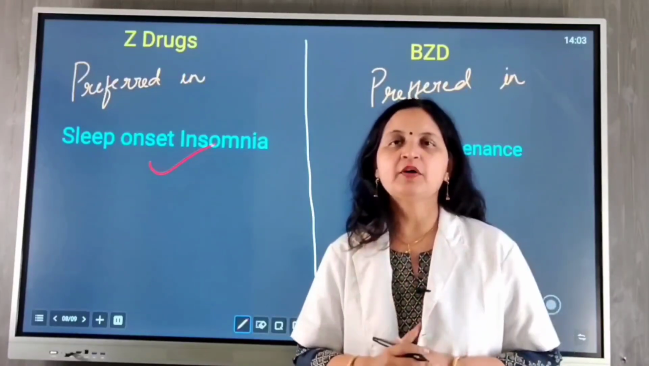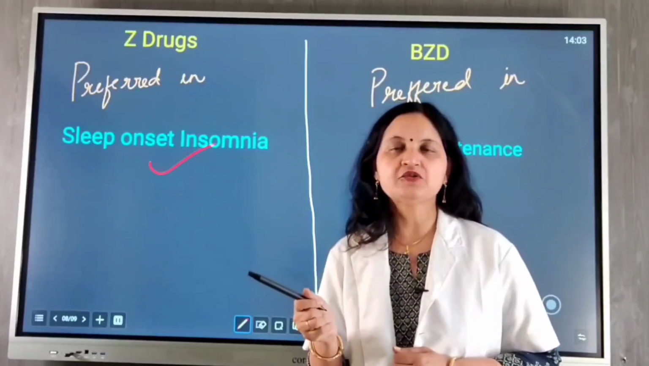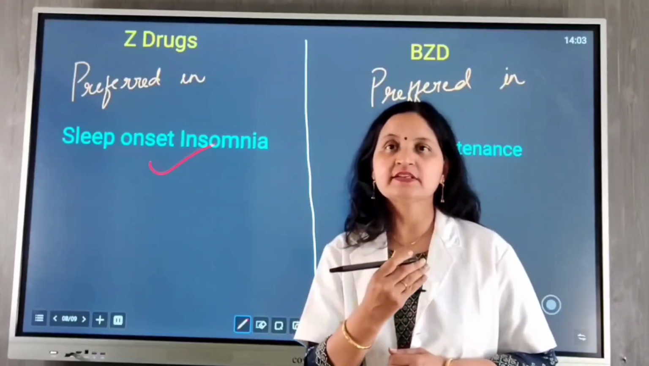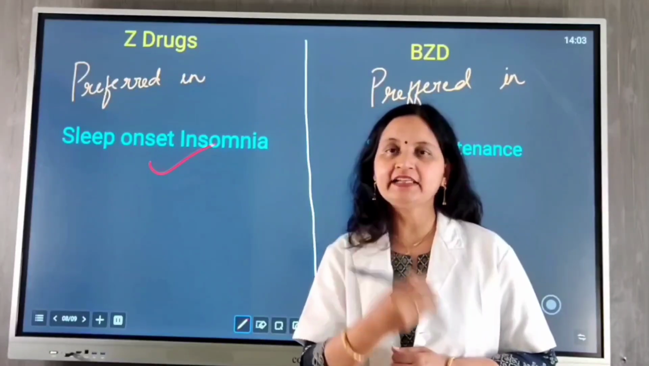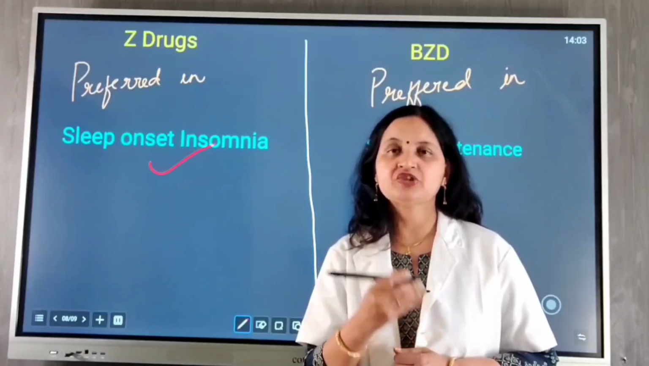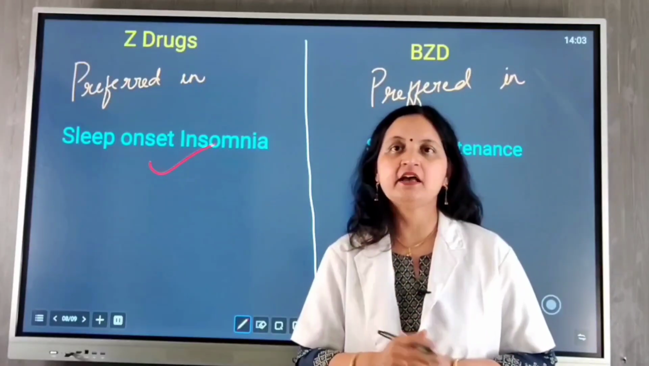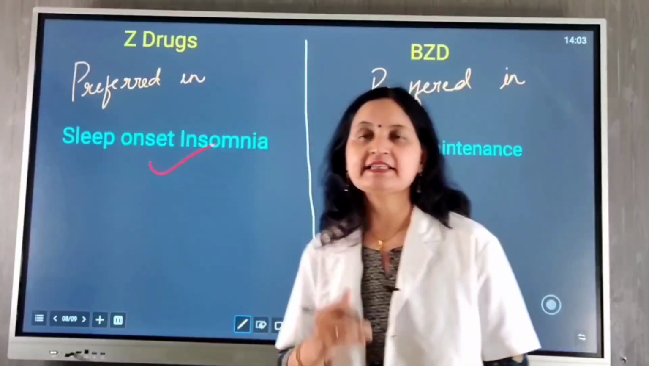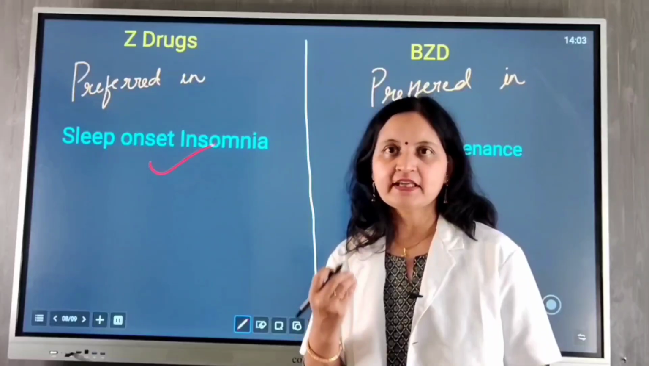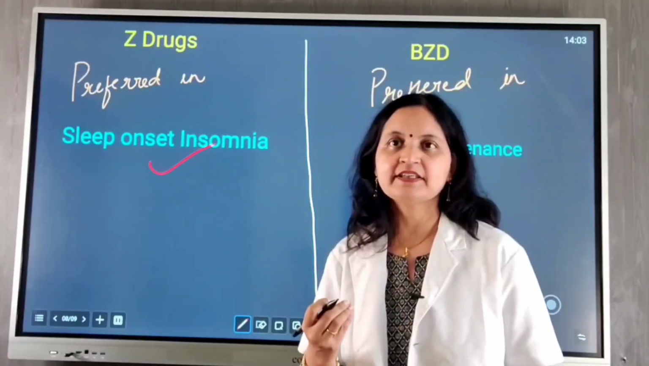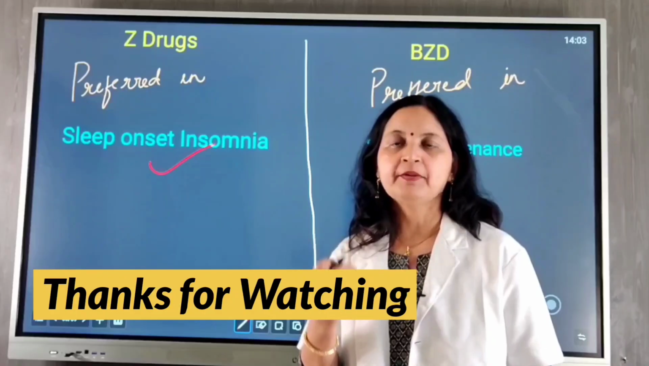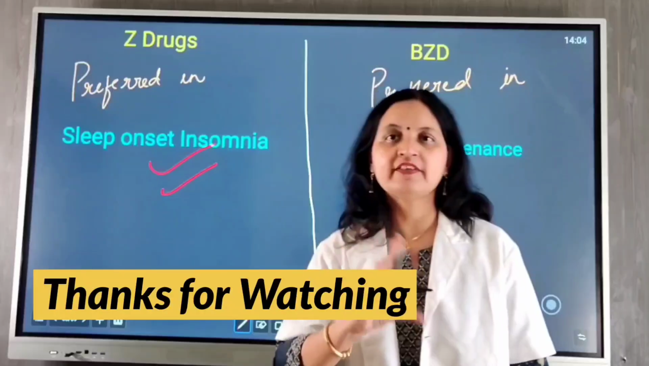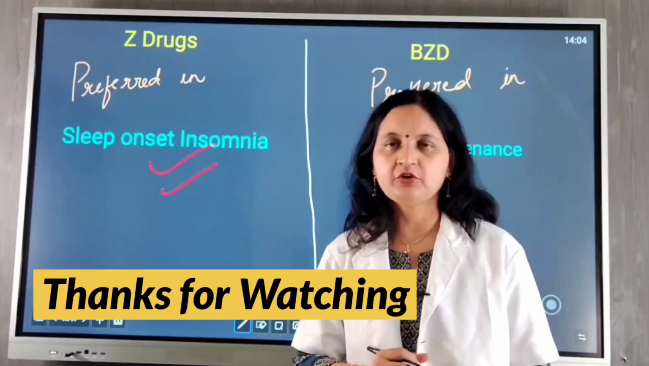So to conclude, the Z group of drugs are preferred for sleep onset insomnia and benzodiazepines are used for sleep maintenance, and also there are other uses such as muscle relaxant, anticonvulsant, anti-anxiety effect, pre-anesthetic medication, general anesthesia, induction of anesthesia, whereas the Z group of drugs are mainly used to produce sedation. They act as sedatives. The hangover effects are less with Z group of drugs, less daytime sedation, improved mental alertness. The person wakes up fresh with Z group of drugs. So these are some of the advantages of Z group of drugs over the benzodiazepine group of drugs.